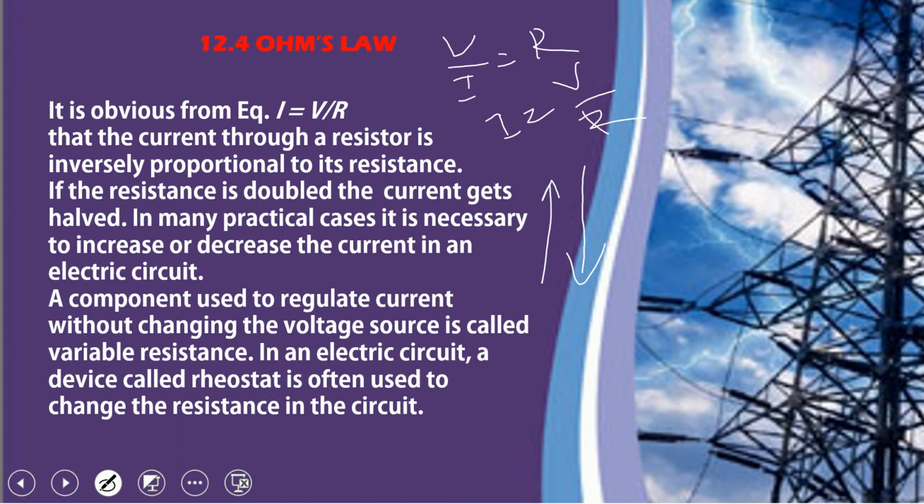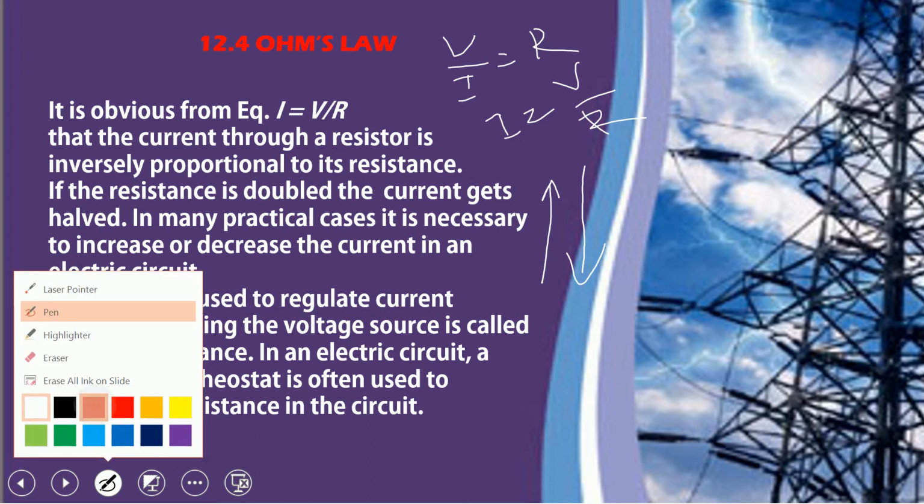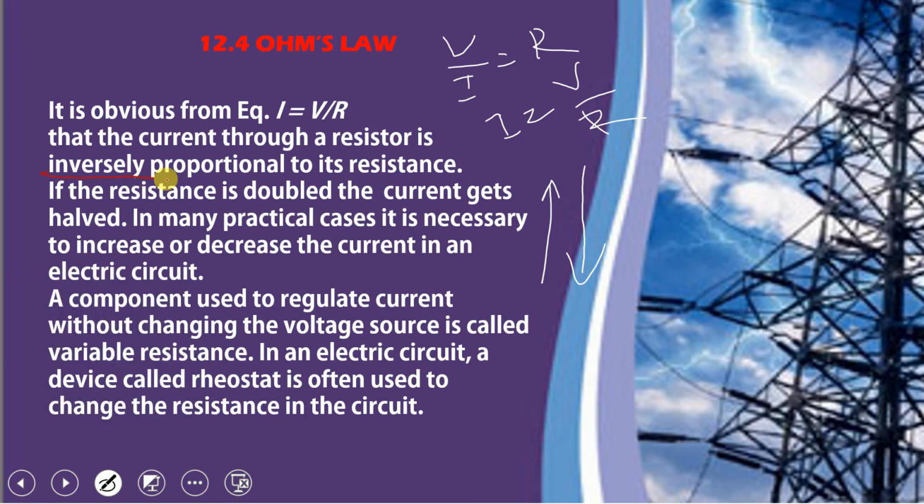So what they use is resistance. By using resistance, we can reduce the current in the circuit. It is inverse: if the resistance of the conductor is increased, the current will decrease. If the resistance is decreased, obviously the current will increase. So it is called inversely proportional.